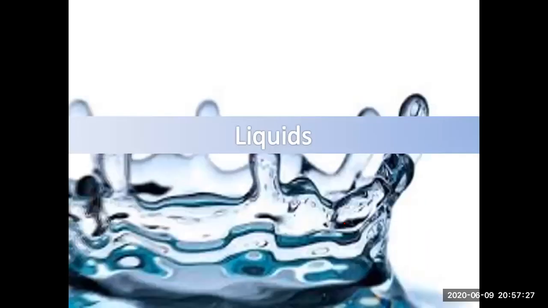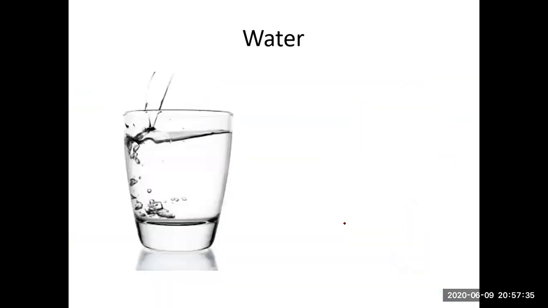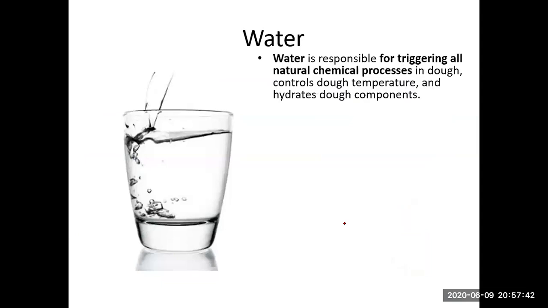And then our last ingredient type is liquids. We already know the mostly used liquids in our baking: one is water, another is liquid milk. In case of water, we know one function, that water is converted to steam and helps in leavening. Water also has some other functions.